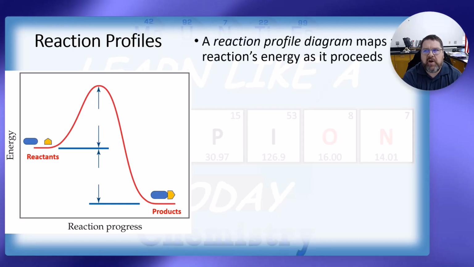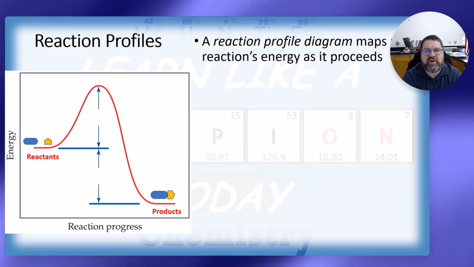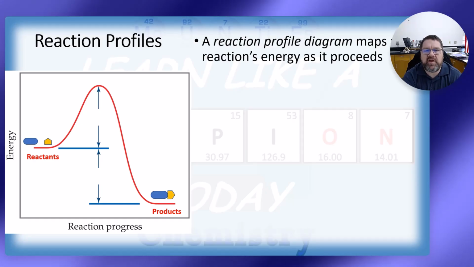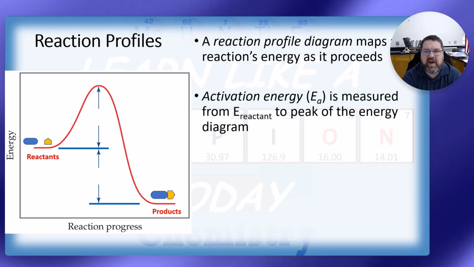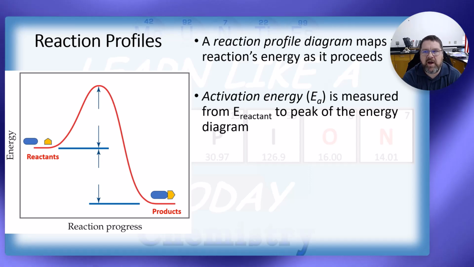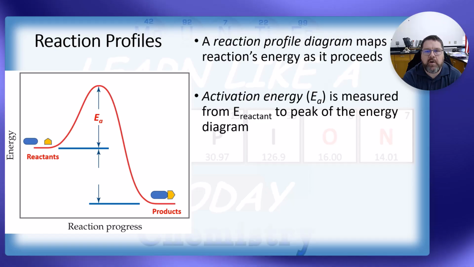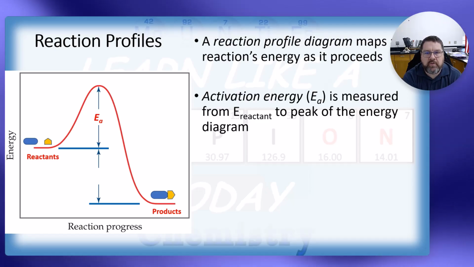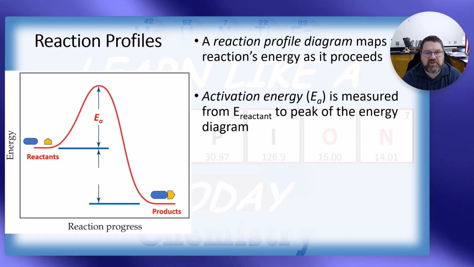So the reaction profile diagram is what's going to map out each step of the way as the reaction proceeds, at different times, what's happening with the energy that's involved. And in this diagram, we can see our two reactants, the blue and the yellow shape. As those particles collide, if they collide with sufficient energy, that energy has to be at least equal to the activation energy, which we measure from the initial energy value for the reactants up to the peak of that curve, which is the transition state.